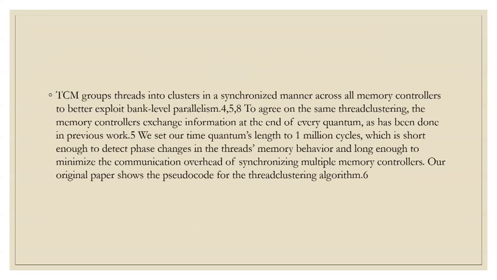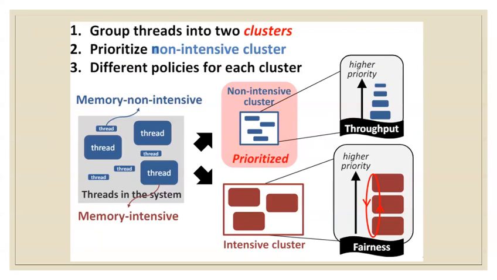of the thread clustering algorithm, and you can also see the picture here. You can divide the threads into two clusters by grouping them. The second step is to prioritize the non-intensive cluster. And the third step is to apply different policies for each cluster.